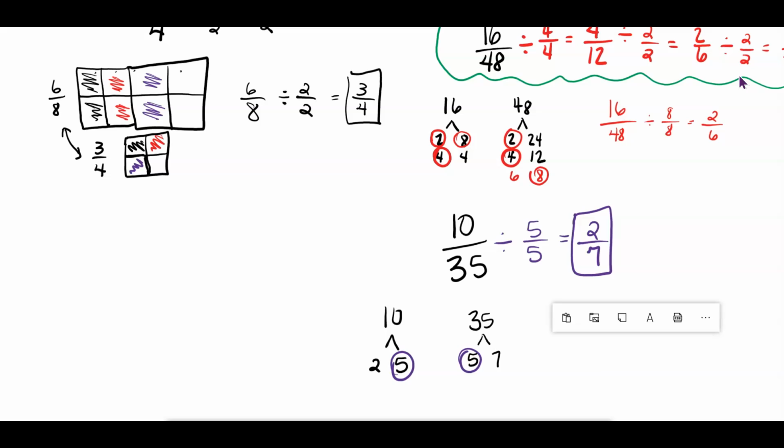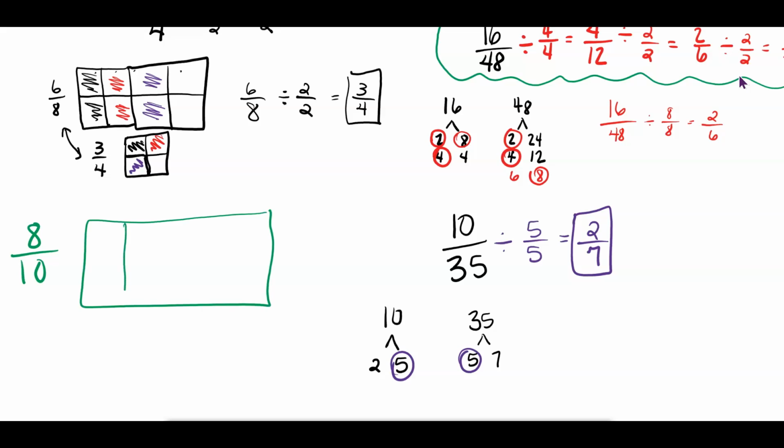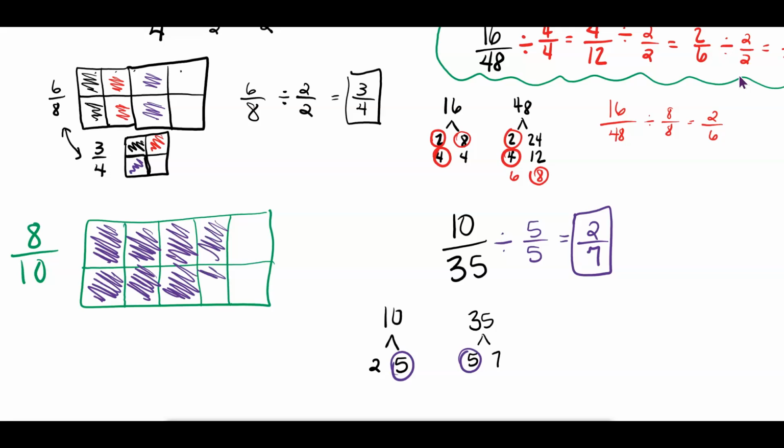Model. So what if I had 8/10? And I'm coloring in 8, so 2, 4, 6, 8. So that's pretty much almost full. Okay, but I want to reduce this. I want to find the smaller picture.